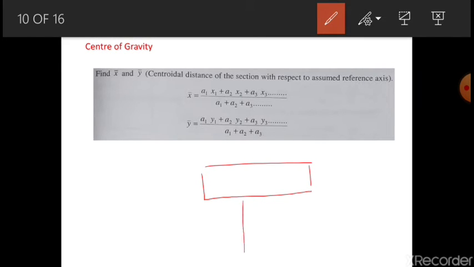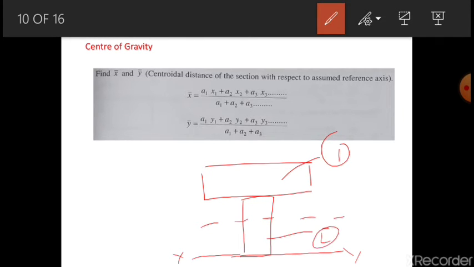We don't know where will be the center of gravity, right? We'll keep an approximate line here. We don't know exactly where. Now we have to find out a reference line. We'll consider the reference line is here, x and y. So now this is your first section, and this is your second section. Now calculate the area of the first section, that is A1.